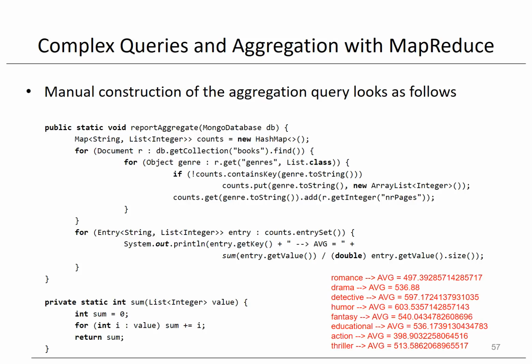If we would perform this query manually, a basic solution would look as shown here. This code loops through all books in the collection, iterates over its genres, and keeps track of all page counts per genre in a hash map structure. The code produces the results highlighted in red. This code will scale badly once we are dealing with millions of books.